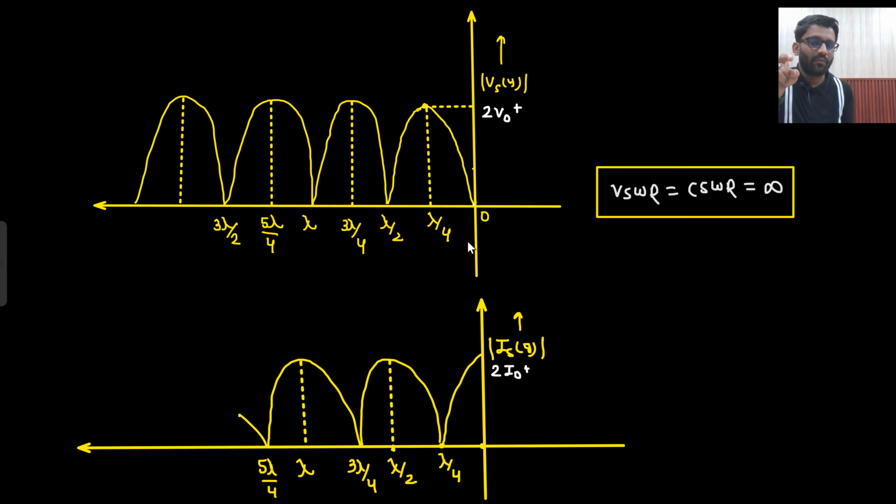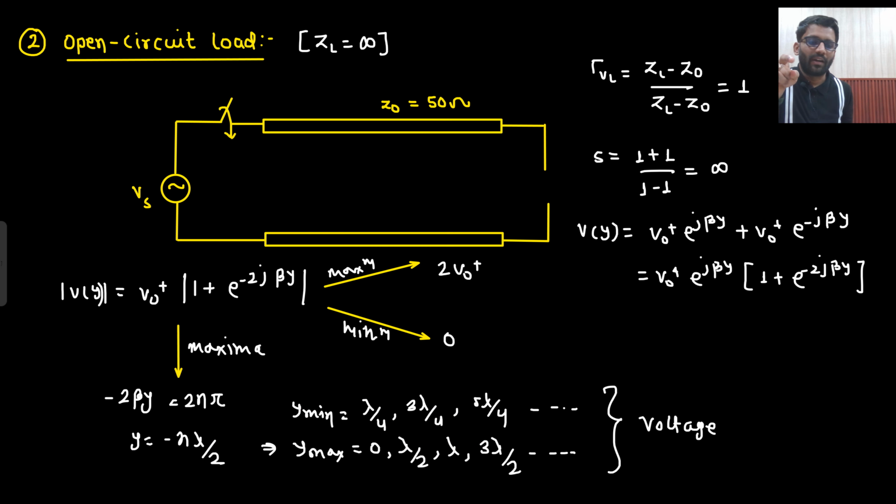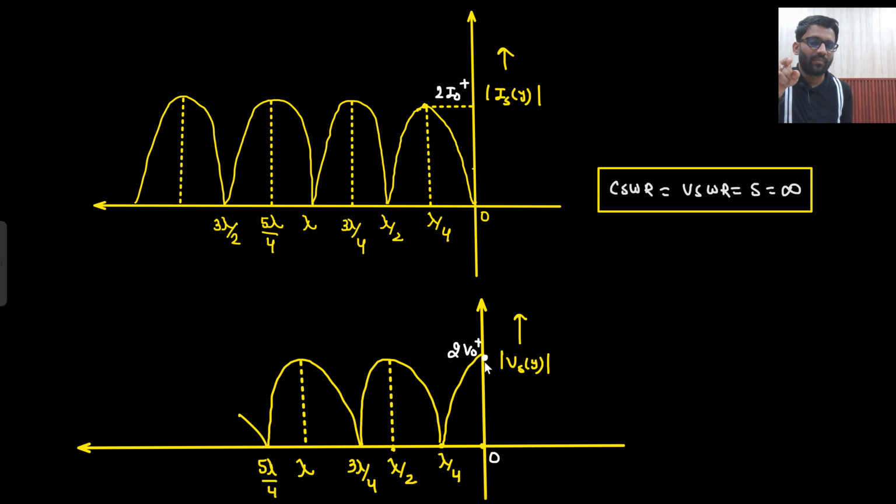Here, at the load you have voltage minima and current maxima. At the load you have voltage maxima and current minima. So you have either voltage maxima, or current maxima, or voltage minima, or current minima. So in case of a resistive load, certainly at y equals 0, or at the load, you will have either maxima or minima. That means there will be something conclusive at the load, right? So this is another important result.